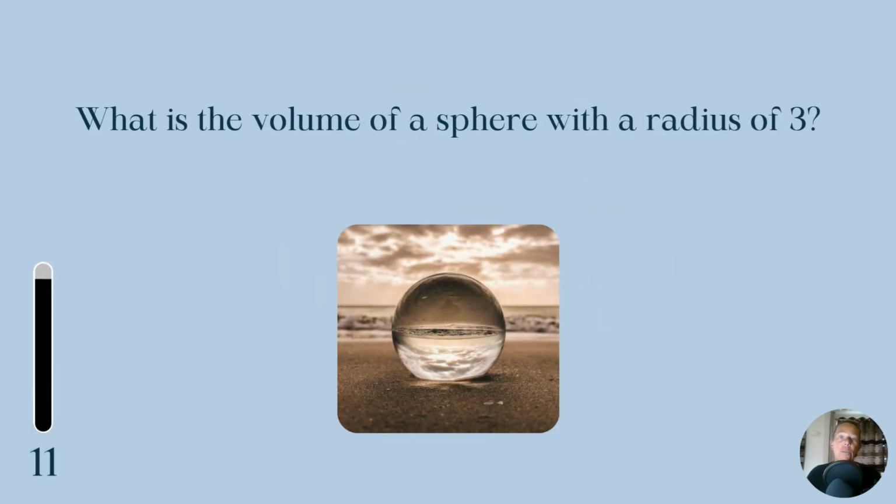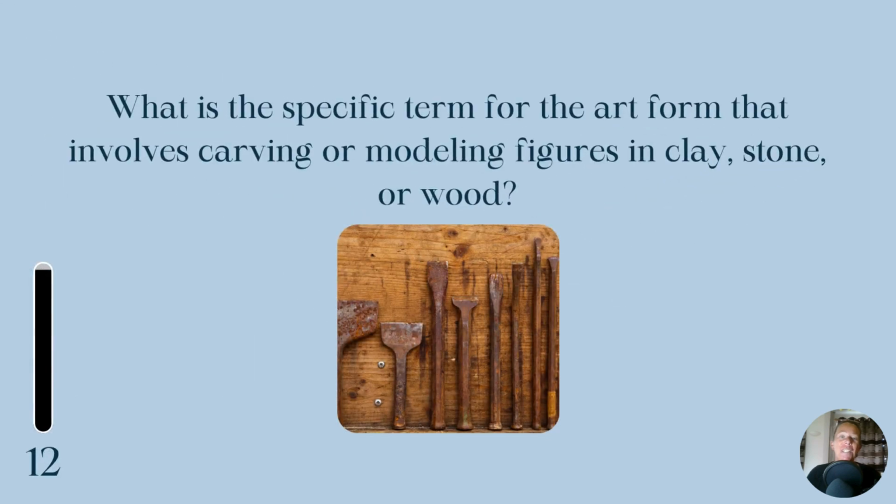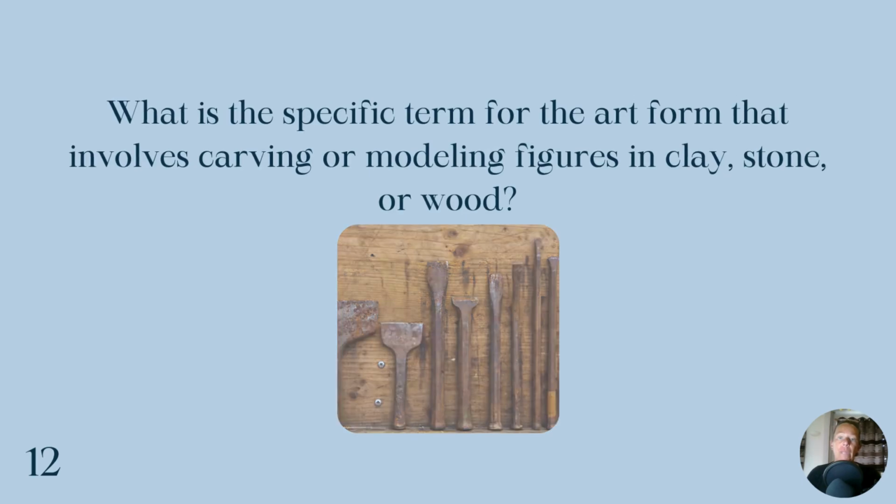What is the volume of a sphere with a radius of 3? It is 36π, and that symbol again. What is the specific term for the art form that involves carving or modelling figures in clay, stone, or wood? Sculpture.